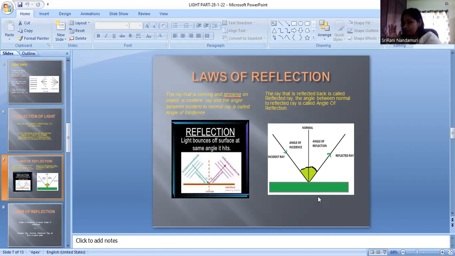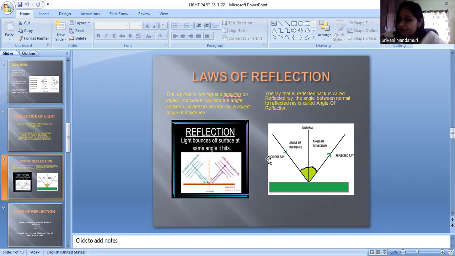What happens here? Again, it is striking the object, and it should reflect back. This light ray which hits the surface should reflect back again. Here you can see, this is the light ray which has struck the object, and again it is reflected back. The light ray which is reflected back is called the reflected ray. The light ray which is reflected backwards after striking an object is called the reflected ray.